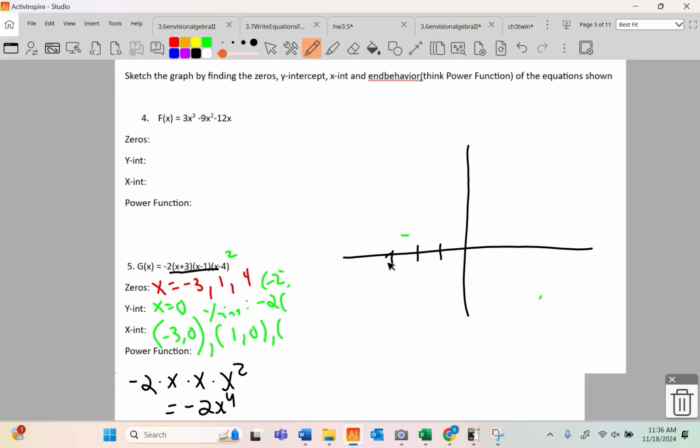We have an x-intercept at -3, an x-intercept at 1, an x-intercept at 4. One of those has even multiplicity. One of them had an exponent of 2. What's that mean you're going to do when you get to that x-intercept? You're going to touch it. And that's this guy. This guy is going to be a touch because the exponent was a 2. Everything else has an understood exponent of what? 1. So those are crosses.